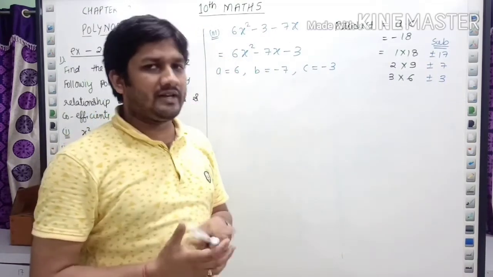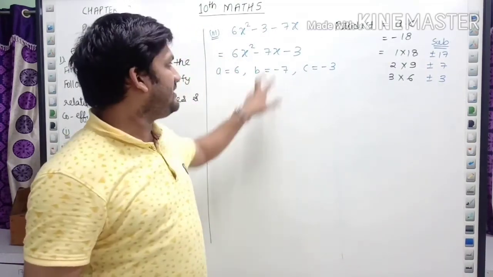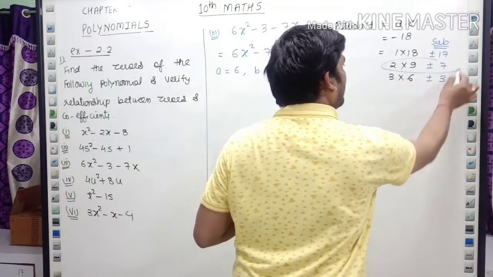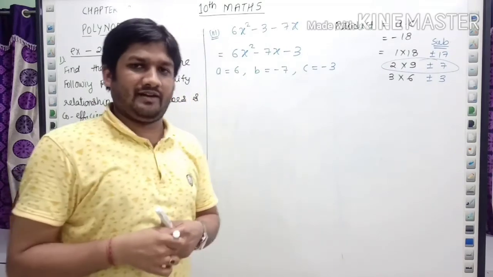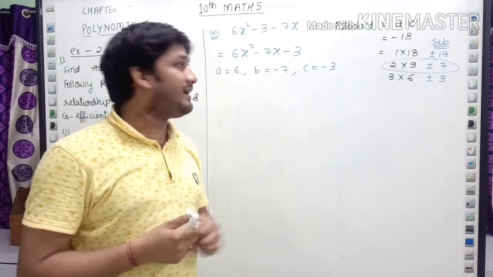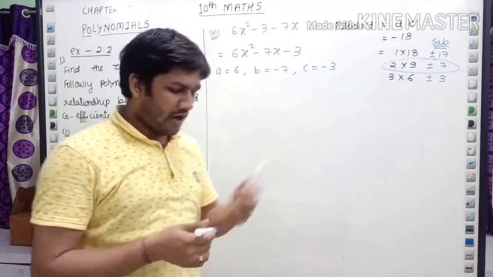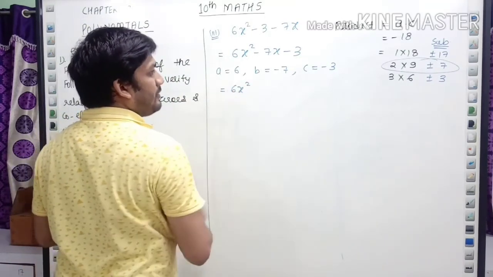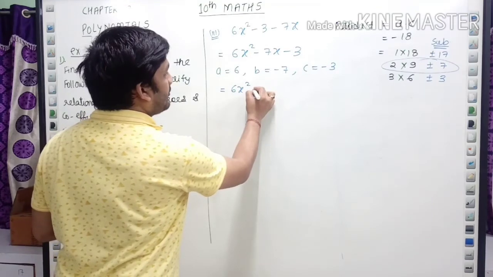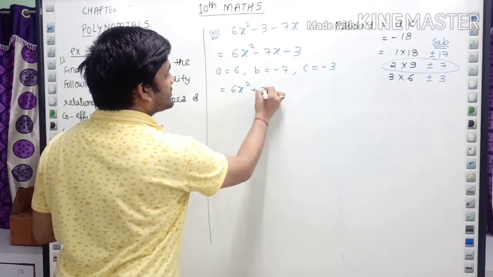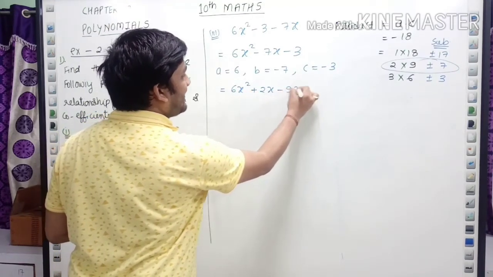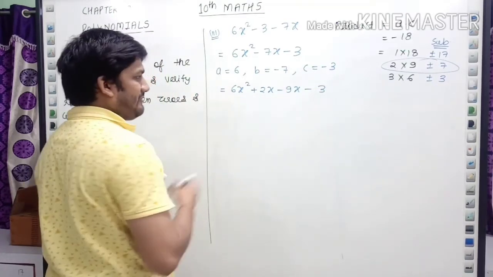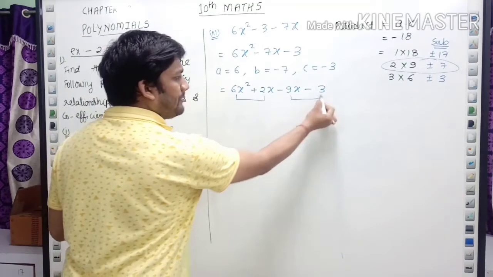Now, what is your middle term? Here the middle term is minus 7. So which combination will we take? 2 and 9. With 2 and 9, you will get minus 7. So how can I write this? 6x square plus 2x minus 9x minus 3. So 2 minus 9 will be minus 7. Now I will do grouping.